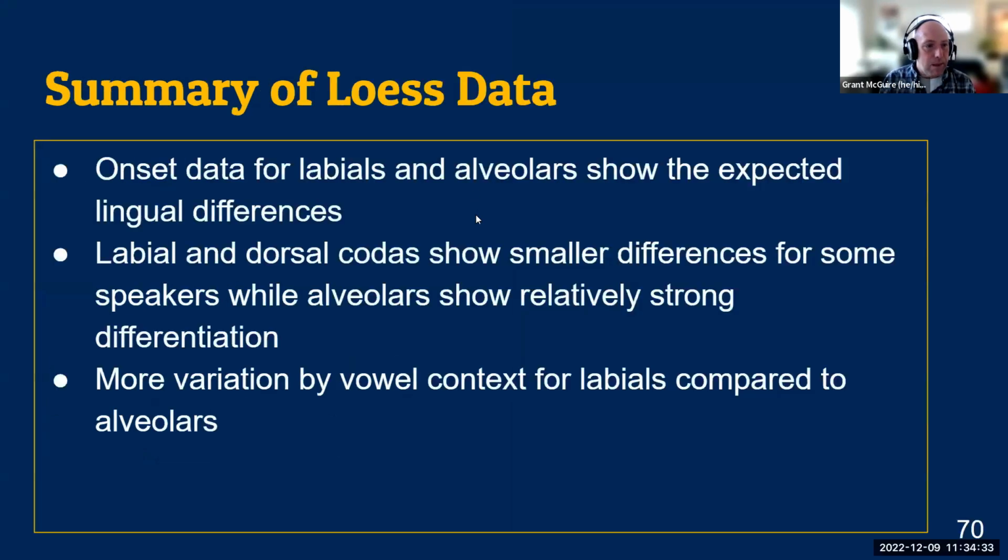Okay, so let's summarize what these tongue shapes are telling us in this first analysis. So the onset data for labials and alveolars show the expected lingual differences. Labial and dorsal codas show smaller differences for some speakers, while alveolars show relatively strong differentiation. And we get more variation by vowel context for labials compared to the alveolars.